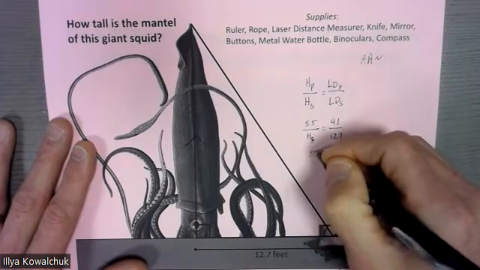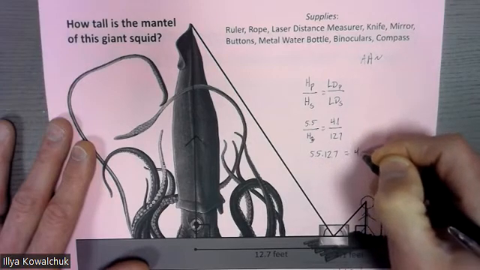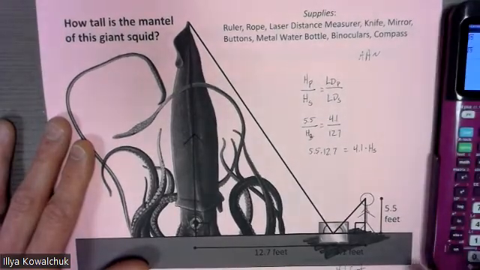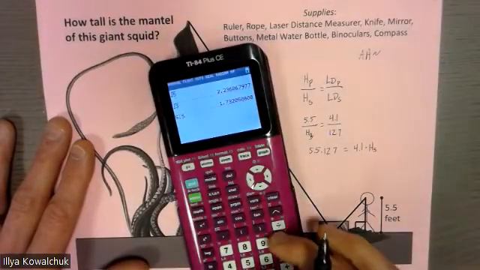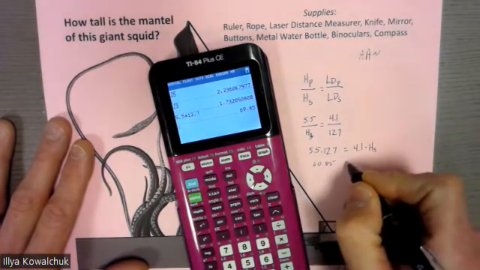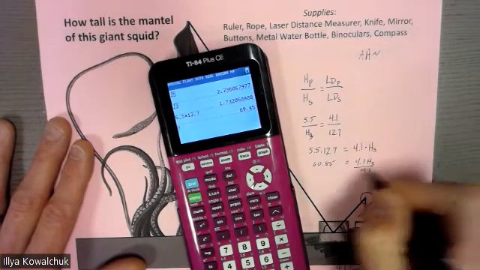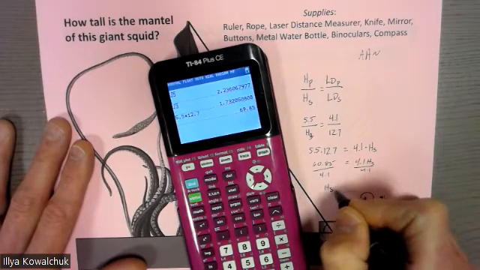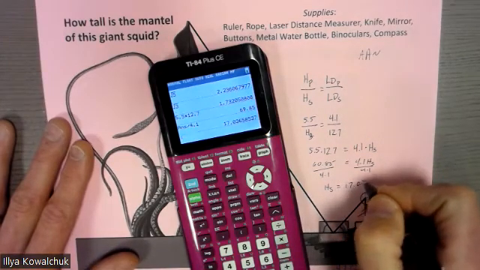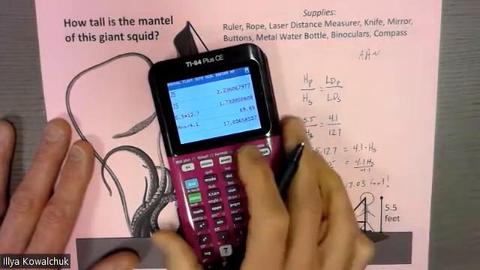We cross multiply and do 5.5 times 12.7, and that's going to equal 4.1 times the height of the squid. All right, calculator. 5.5 times 12.7 gives me 60.85, equaling 4.1 times the height of the squid, divided by 4.1. Height of the squid equals 17.03 feet. And that's only part of the squid. That would be terrifying.